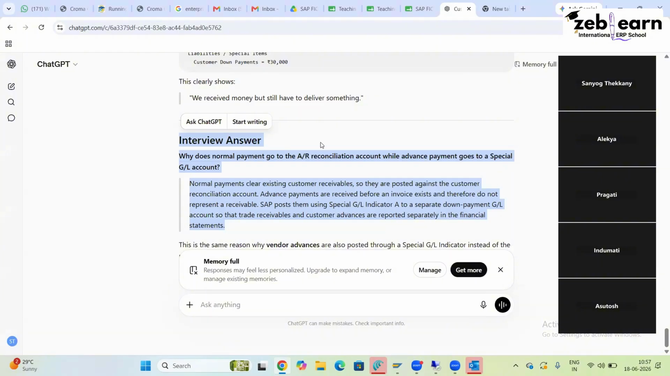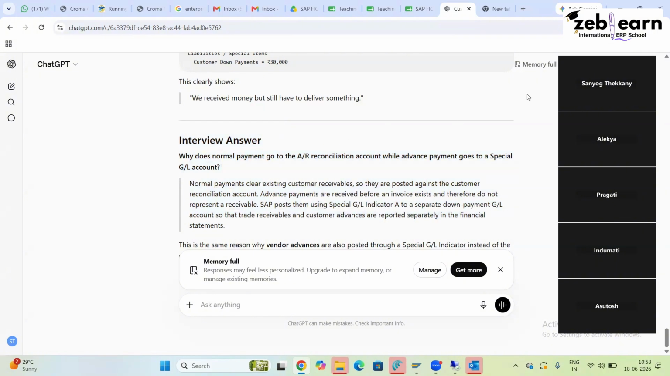Why does normal payment go to the account receivable reconciliation account while the advance payment goes to the special GL account? Answer: normal payments clear existing customer receivables, so they are posted against the reconciliation account. Advance payments are received before an invoice exists, therefore they do not represent a receivable. SAP posts them using a special GL indicator A to separate the GL account so that the trade receivables and the customer advances are reported separately in the financial statements.